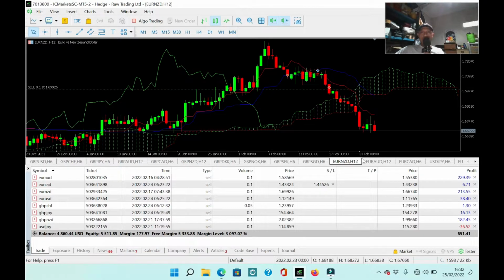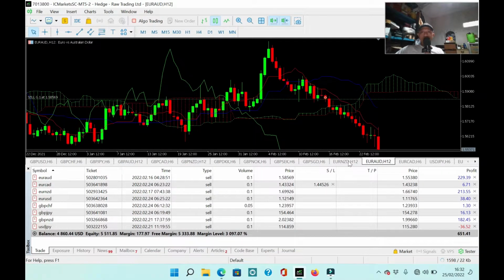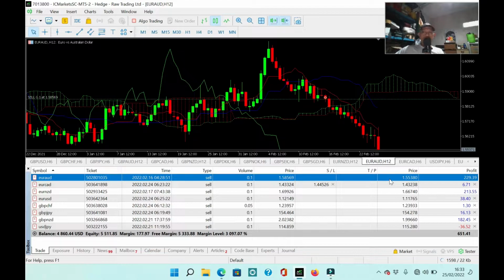Let's see. Okay, this is also euro New Zealand dollar, and euro Australian dollar is actually almost similar, and you can see this is a really beautiful profit, really handsome profit, $229 for the moment.